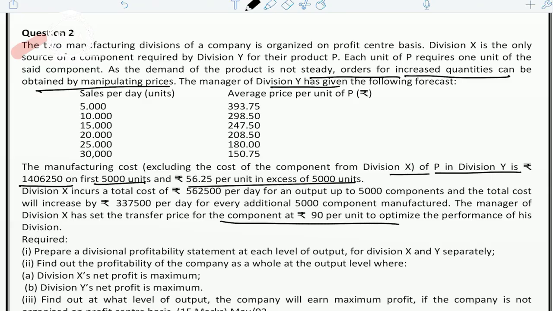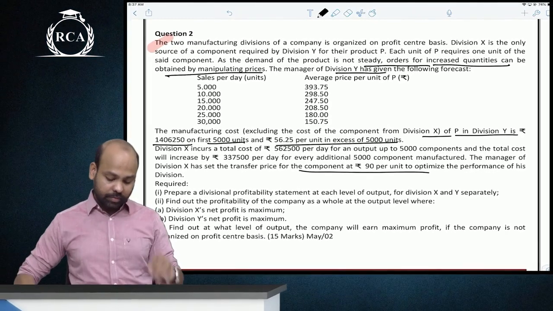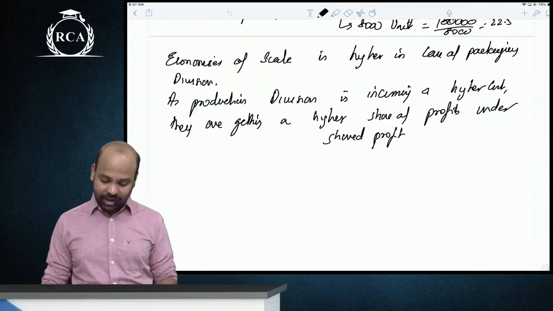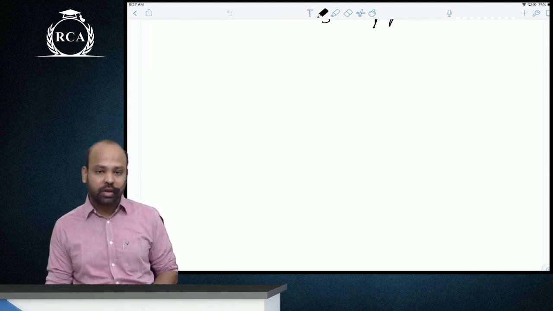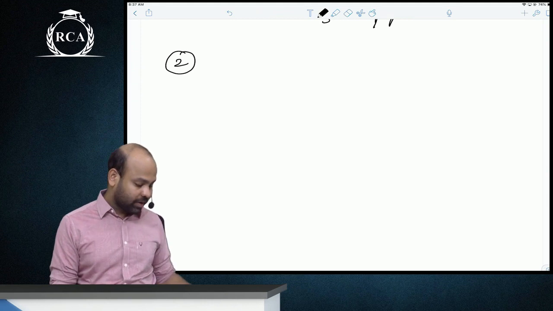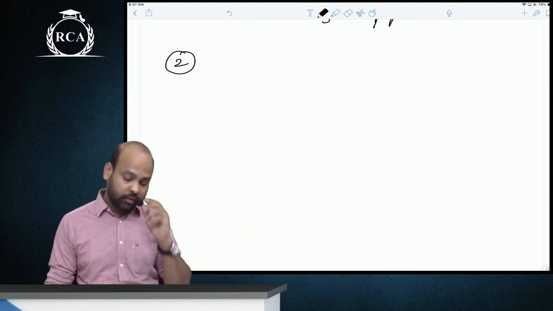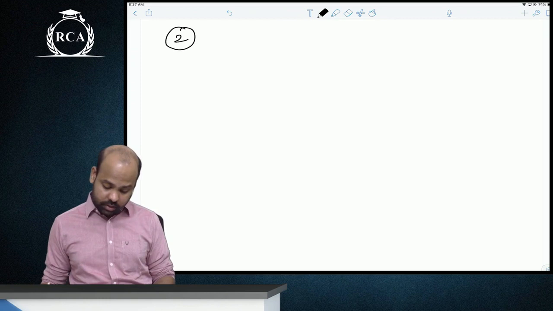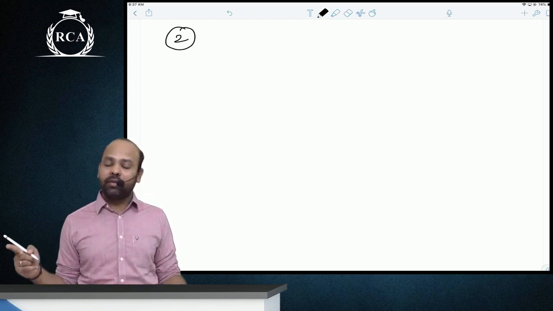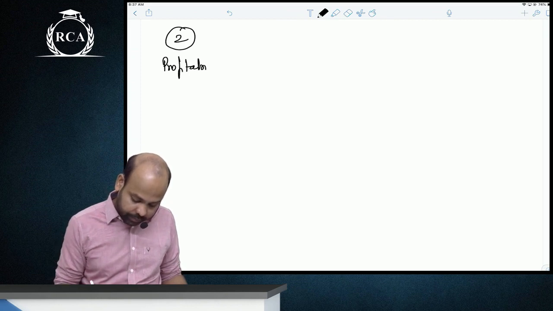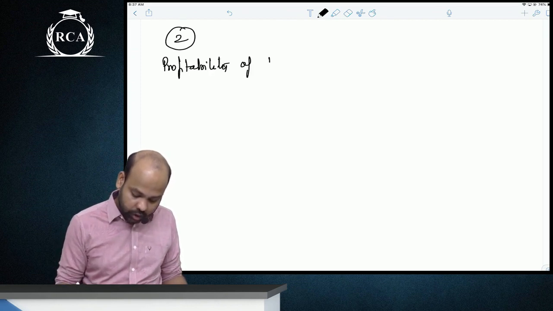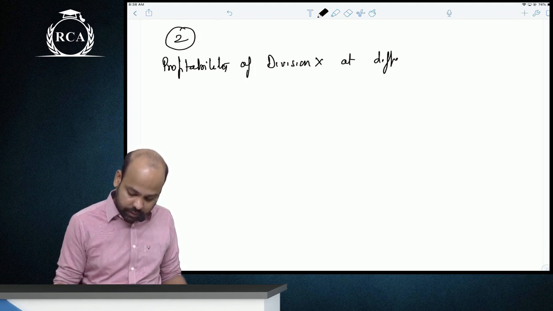I'm assuming that you've all read the question. The answer is simple. All you have to do is arrive at profitability under different options here. So we're talking about question number 2. First, we will compute profitability of division X at different price levels. The first part is the divisional profitability at each level of output. So first is the profitability of division X at different levels of output.